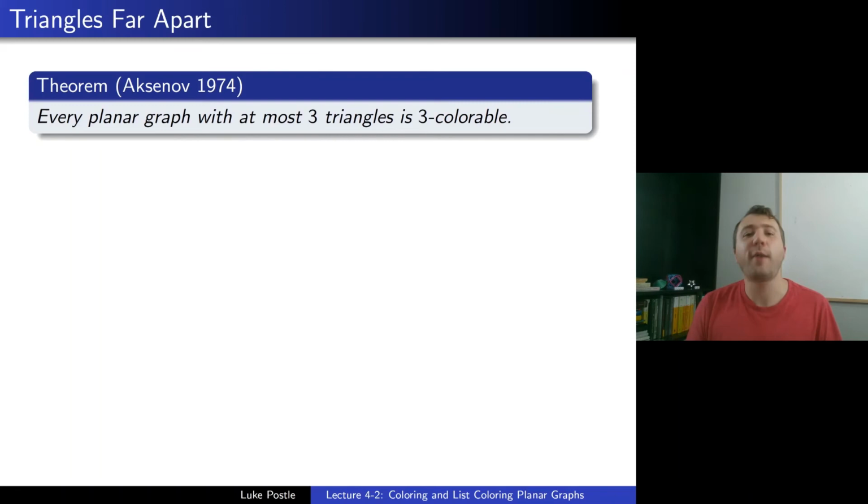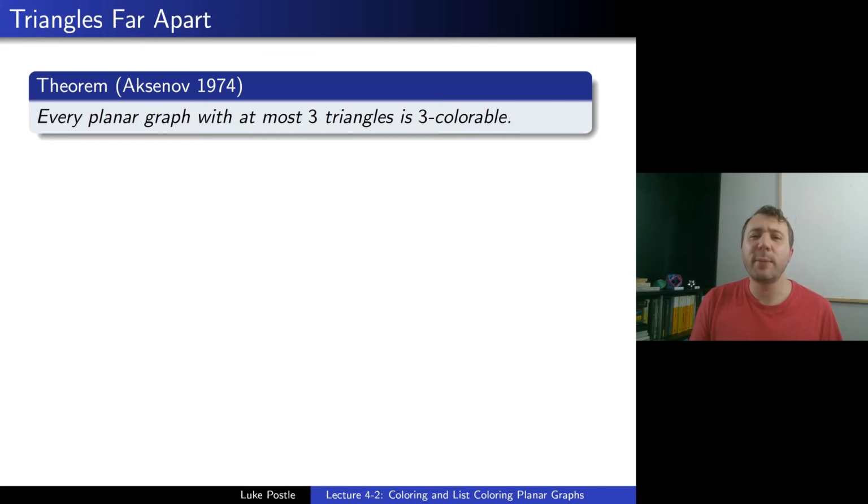Let's talk about the anomalies question. So here is, for example, one theorem. Aksenov in '74 extended Grötzsch's theorem to the following case. Every planar graph with at most three triangles is three-colorable. So if I allow you three different triangles, they can overlap or what? As long as the whole graph has at most three triangles, you're three-colorable.